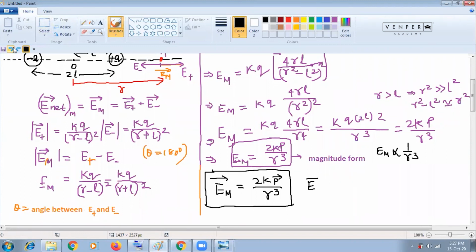2k P vector, you remember. And P is nothing but Q into 2L. So whatever you have written as P, this P is nothing but Q into 2L. That is the dipole moment. Already last class we understood. So I hope you are understanding. So this formula you have to remember.